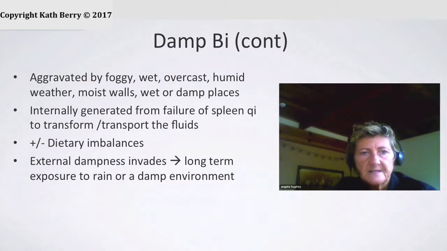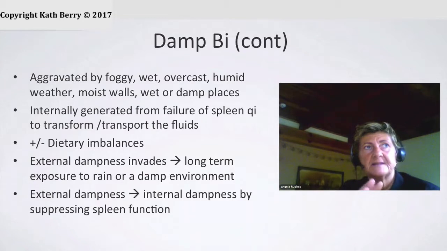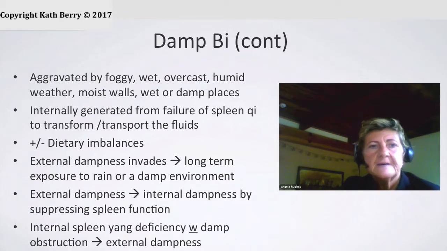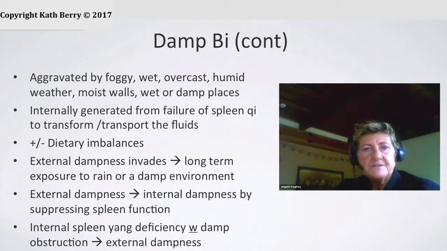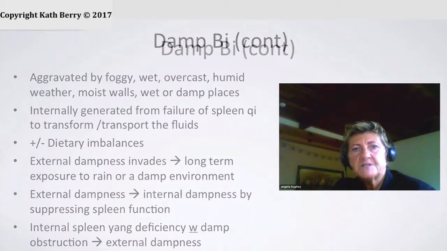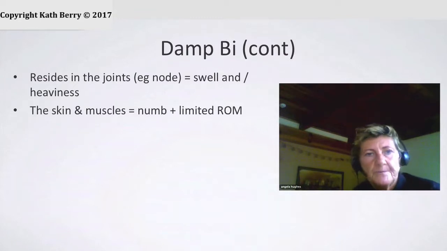It resides in the joints. Think about the node analogy. It's like if the qi in the blood can't get past the complicated structure of the joints, then the dampness is easy, the joints trap the dampness really easily. The dampness makes the joints swell, and the pain comes with a sensation of heaviness. The skin and the muscles around may also feel numb, and there may be limited range of motion.